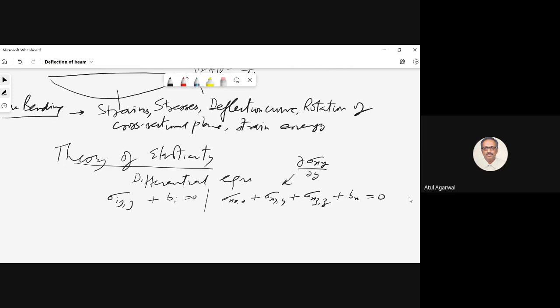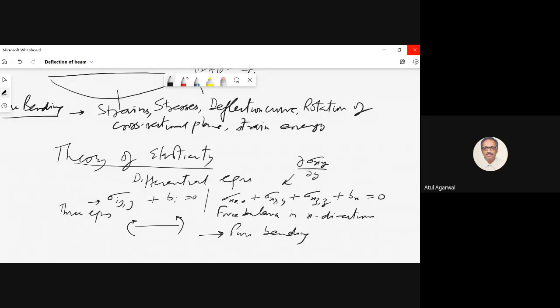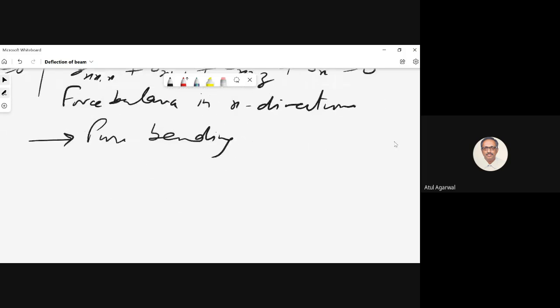So you have three equations. These represent three equations. This is force balance in x direction. So you solve these differential equations with the help of applied loads and boundary conditions. And you will reach the same result as we did just now for a case of pure bending. But actual situation is not that of pure bending. You can have vertical loads. So I'll just do one simple case of vertical load.